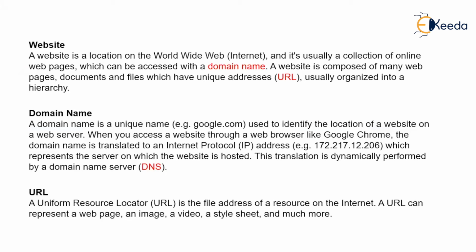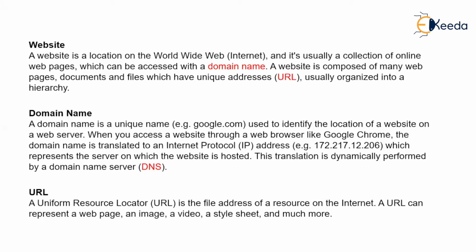First one is website. Obviously, a website is a location. It usually is a collection of online web pages which can be accessed with the domain name which you have seen in the Facebook login page. What is domain name? We will see later on. A website is composed of many web pages, documents, files, videos, audio, etc. And it has a unique address which we call URL, as we have seen in the Facebook login page.